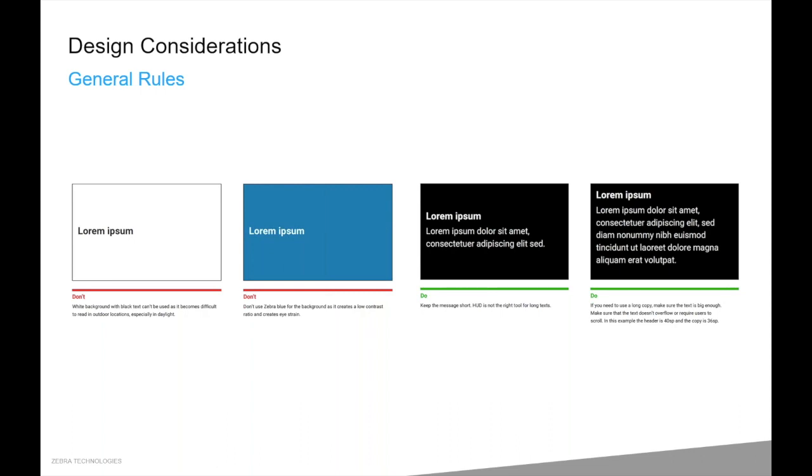The furthest image to the right that you can see there: typically you want to avoid long blocks of text where possible, but obviously sometimes that's not always going to be possible. So if you do need to use long copy, then you want to make sure the text is big enough, and that it doesn't overflow or require users to scroll. If the user needs to interact with the device to see the screen better, then you're defeating the purpose of having a hands-free workflow.